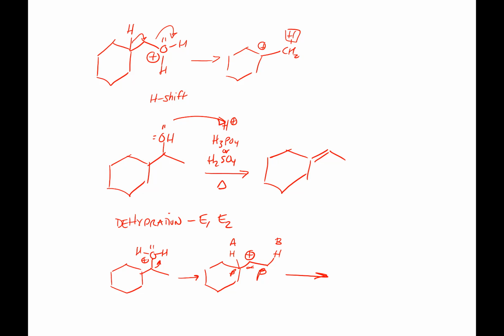Why did we choose A? It'll form the most stable double bond, the most substituted double bond. So if I lose my H plus from A, then I'm going to form the most substituted, the most stable double bond.